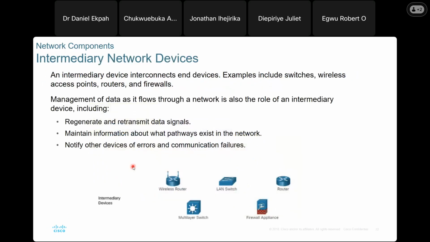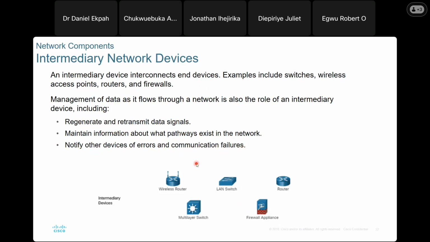So we have intermediary devices. Intermediary devices help multiple devices connect to each other. Examples are wireless routers, wireless access points, firewall appliances, switches, and so on. Management of data as it flows through a network is also the role of an intermediary device. This includes generating and retransmitting data signals, maintaining information about what pathways exist in the network, and notifying other devices of errors and communication failures.